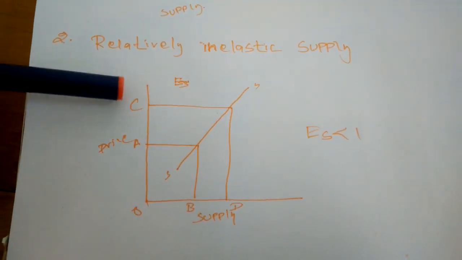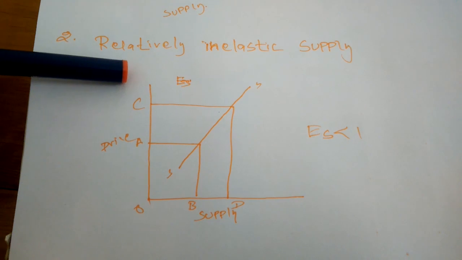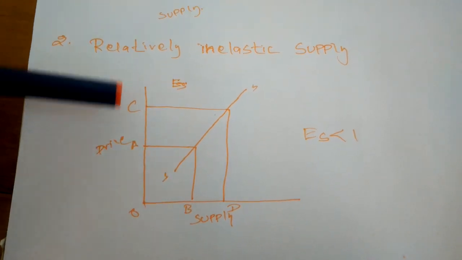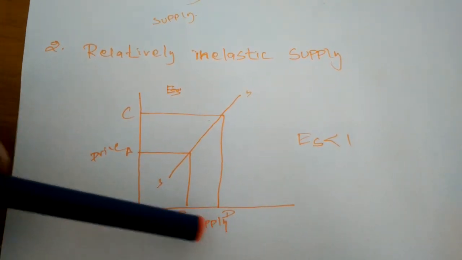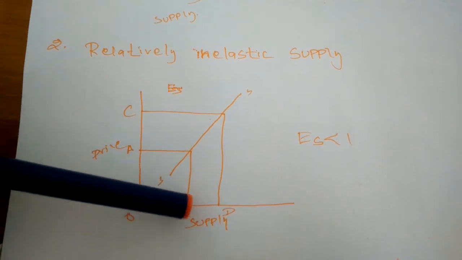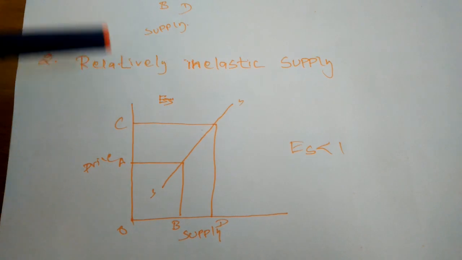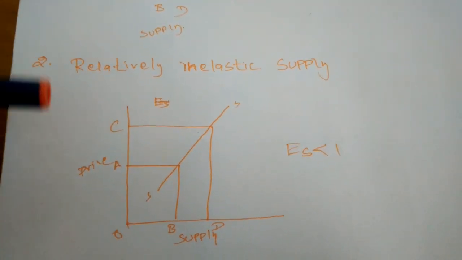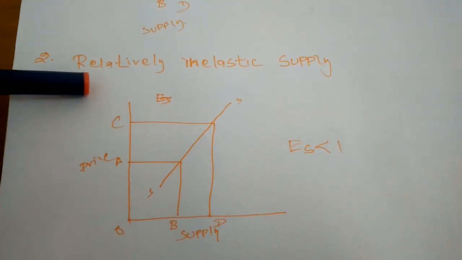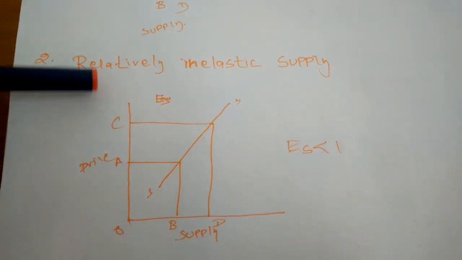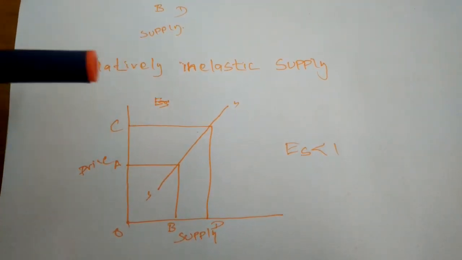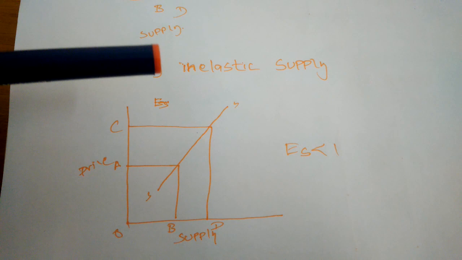That is, if the price of the commodity is increased 2% or 1%, the supply of the commodity will increase less than 1%. So it is called relatively inelastic supply. So the increase in the price of a commodity is not creating much more supply.